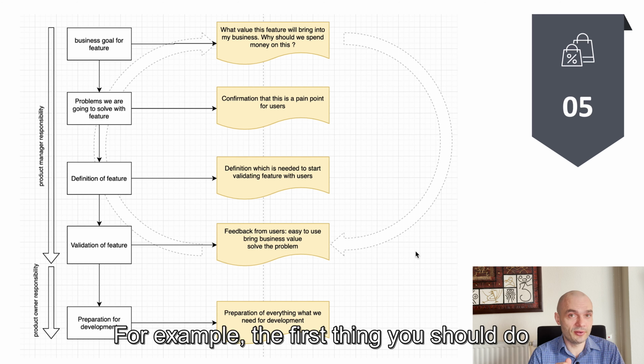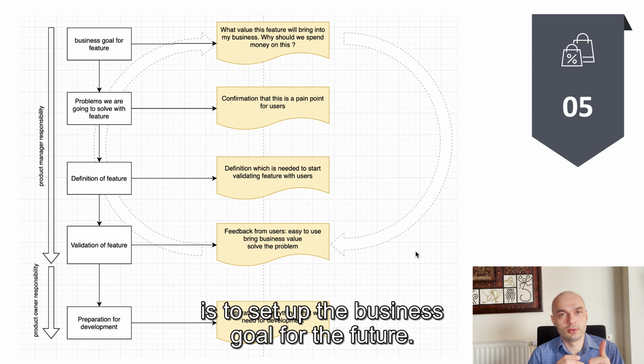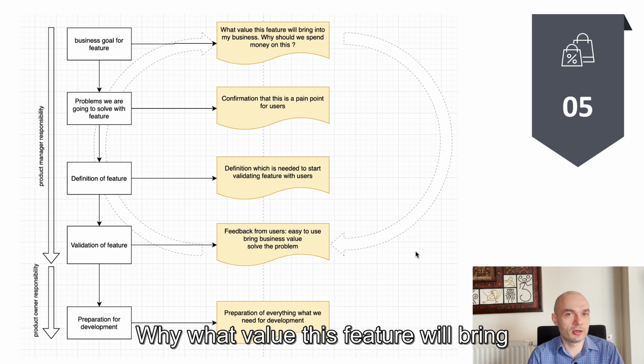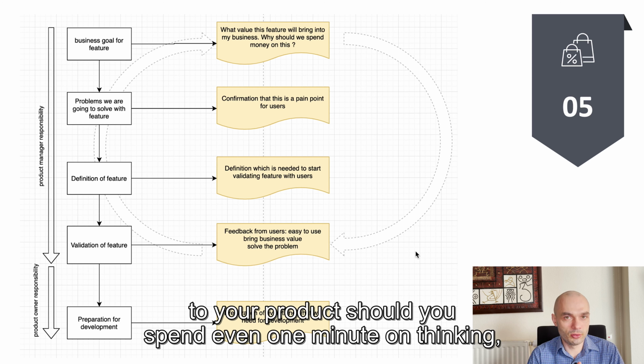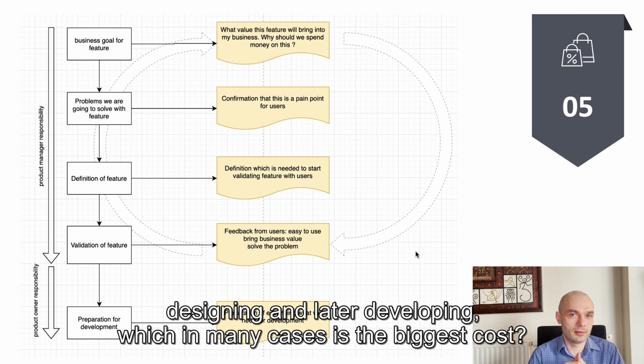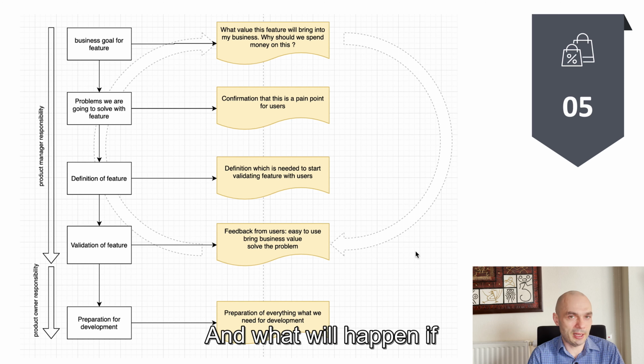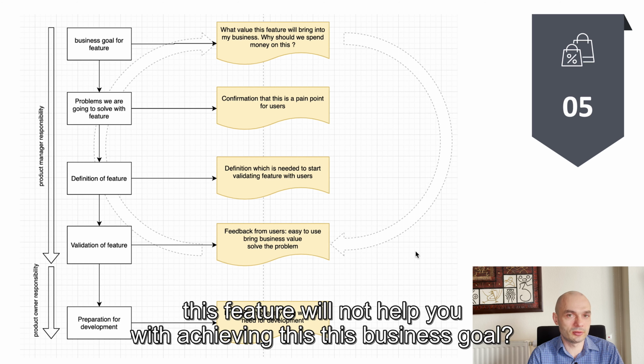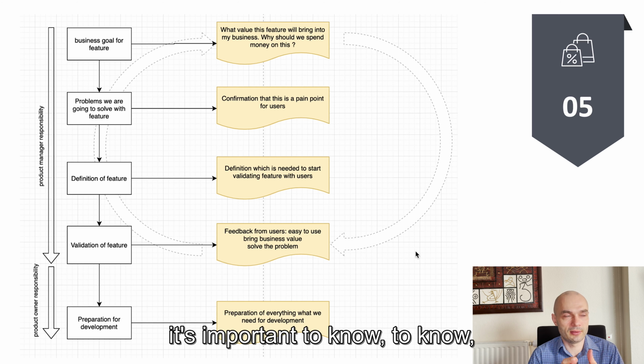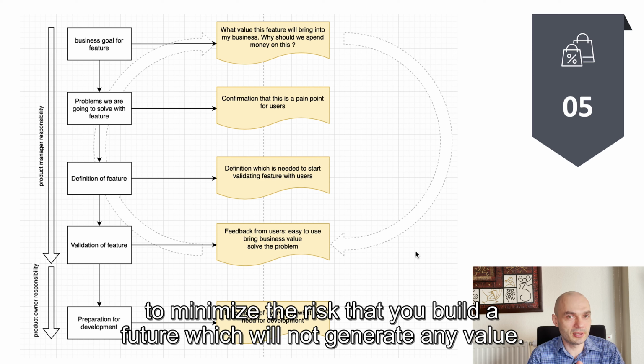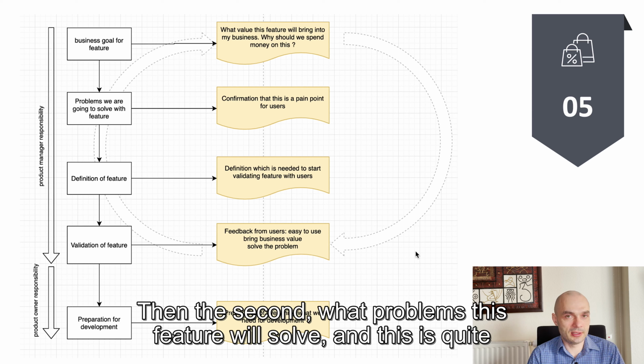For example, the first thing you should do is to set up the business goal for the feature. Why? What value will this feature bring to your product? Should you spend even 1 minute on thinking, designing, and later developing, which in many cases is the biggest cost? And what will happen if this feature does not help you achieve this business goal? It's important to know this to minimize the risk that you build a feature which will not generate any value. Then the second: what problems will this feature solve?